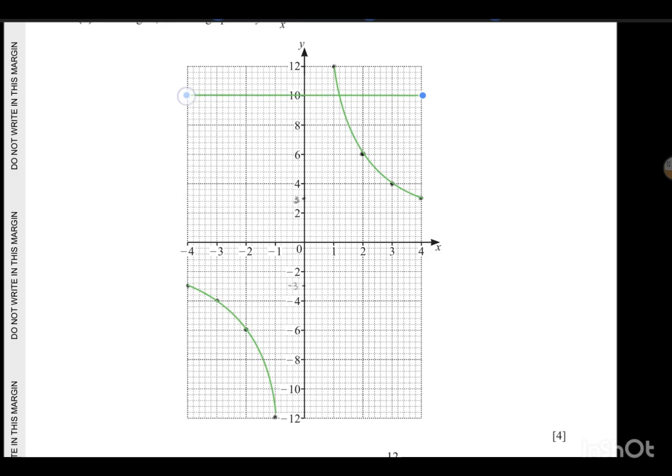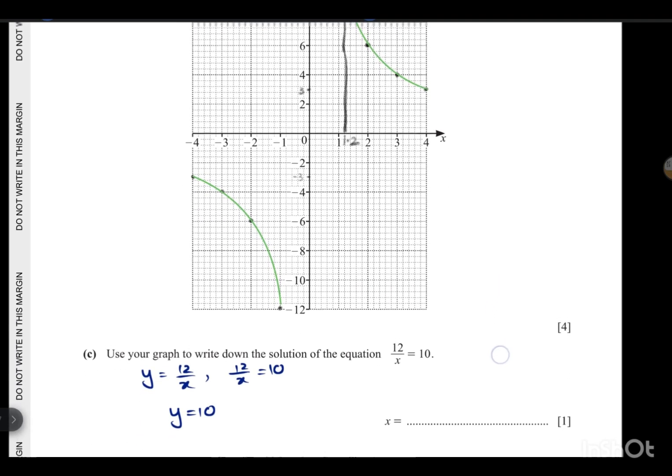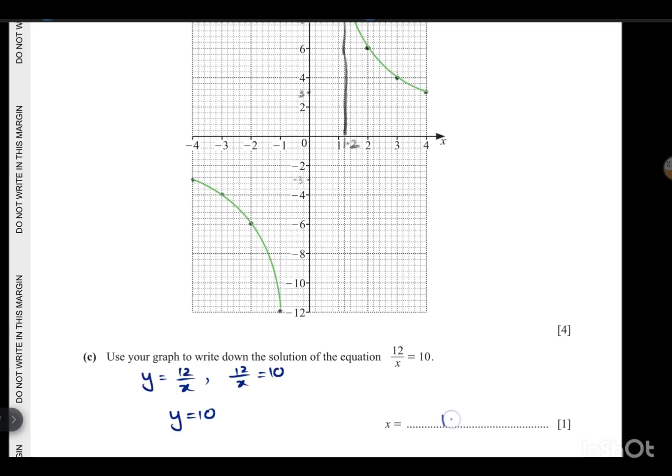So where is this line touching the graph? It's exactly here. So it is 1.2. It should be 1.2 because there are 5 boxes divided from 1 to 2. So x is equal to 1.2 is the answer.